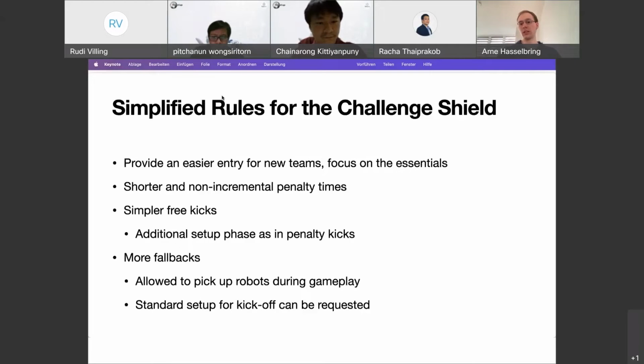Then we come to the challenge shield. As Rudi said, there are two subdivisions of the league, which have the purpose of letting teams play against other teams of similar capabilities. So generally in the challenge shield, there are teams that are either new or perhaps have a high student turnover or something like this. So they shouldn't be overwhelmed by the complexity of the complete rules as in the Champions Cup.